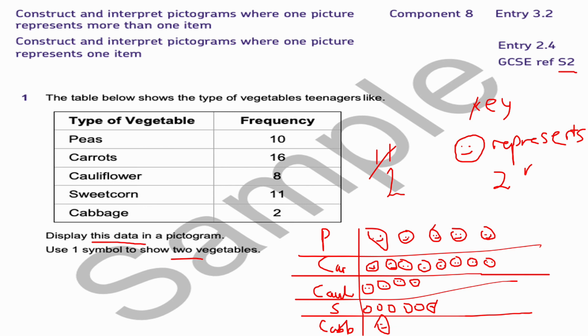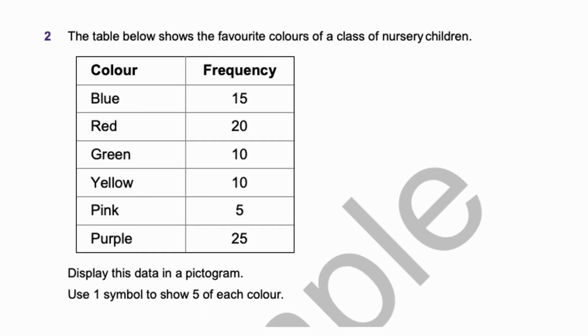And that, guys, is my pictogram, okay, with the key. It's important that you must have a key for this, okay? Where it says one picture represents one item, okay?